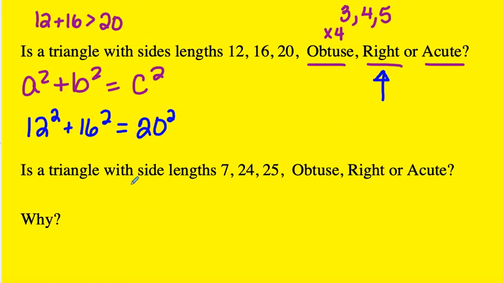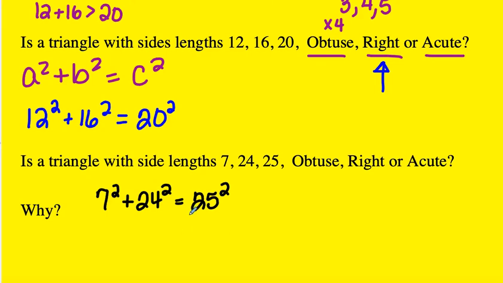So let's look at this next one. Is a triangle with side lengths 7, 24, 25 obtuse, right, or acute? Well, if I didn't recognize the pattern, I could see if 7 squared plus 24 squared equaled 25 squared. But since I know you guys are working really hard to learn your Pythagorean triples, this is a Pythagorean triple, which means that it would have to come from a right triangle. Okay, well that helps us with a right triangle, but what about obtuse or acute?